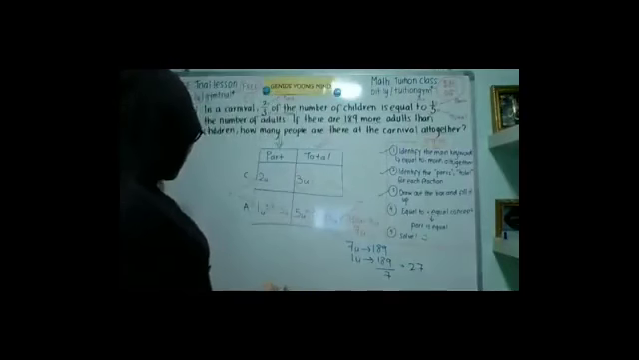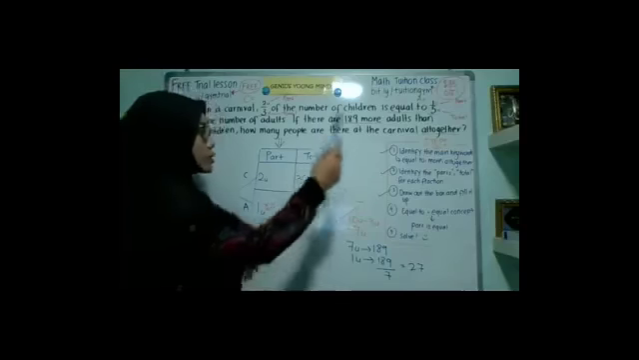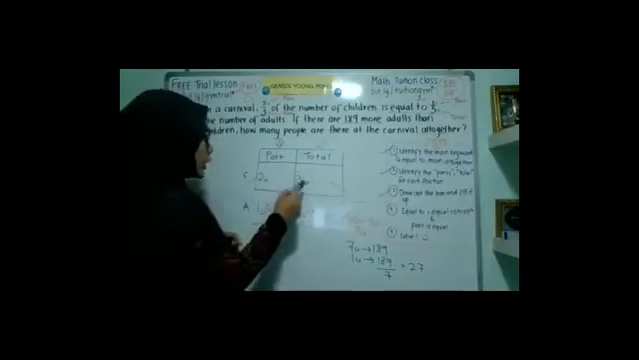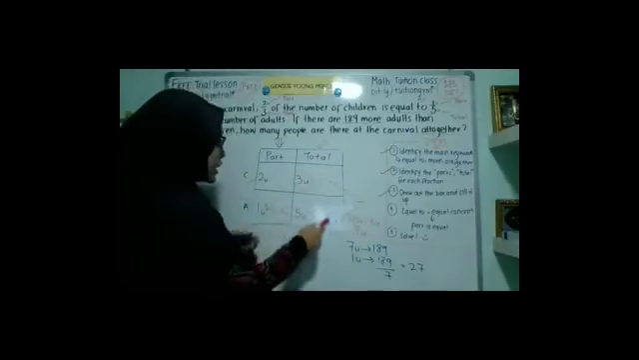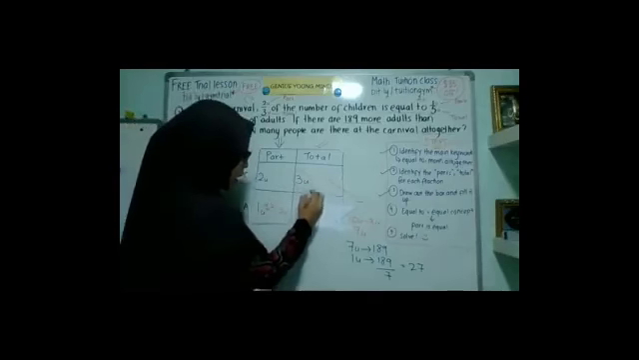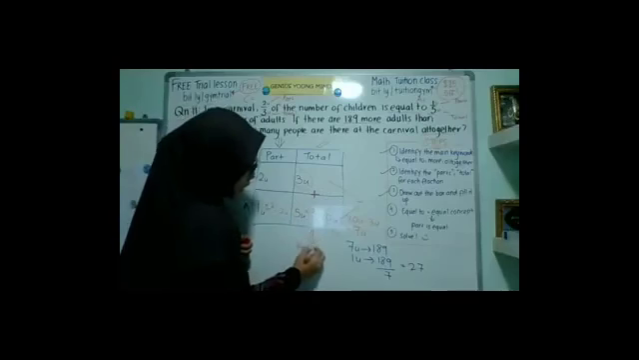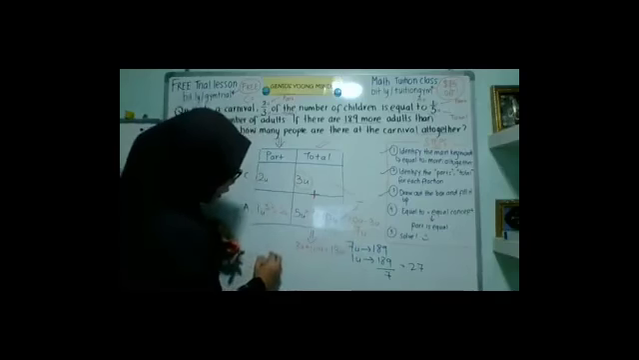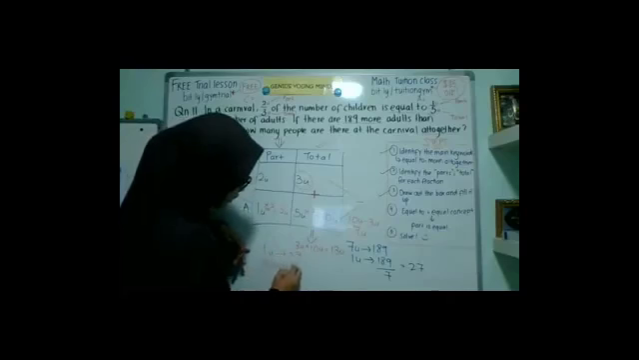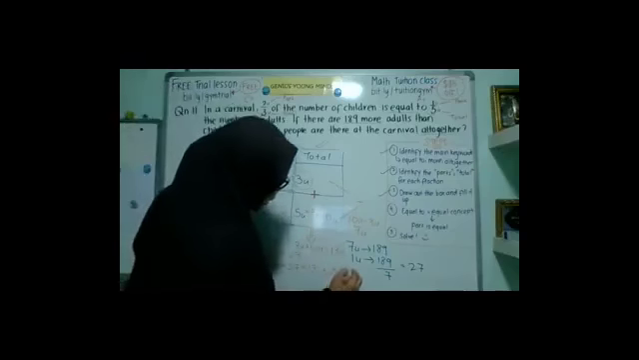Now the issue here is I want to know how many people are there at the carnival altogether. So when I say altogether, I want to find the total of the children and the adults. The total will be 3 units and 10 units. You add these two up. So 3 units plus 10 units equals 13 units. I want to find 13 units. My 1 unit is 27. 13 units is 27 times 13. That will give me 351.